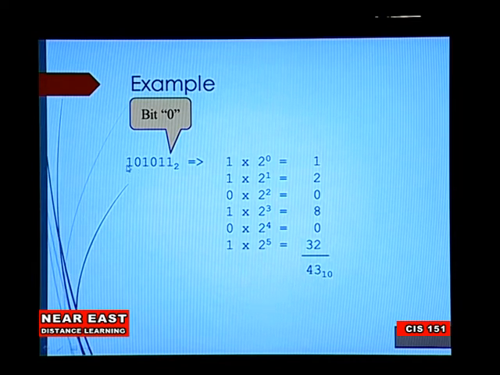Each one, like here is 32, we write 32. We go here, it's 8, we write 8. And here 4, we write 4. And we have 1, we write 1. We add all of them, and it gives us exactly the same, 43 in base 10, which is the decimal.